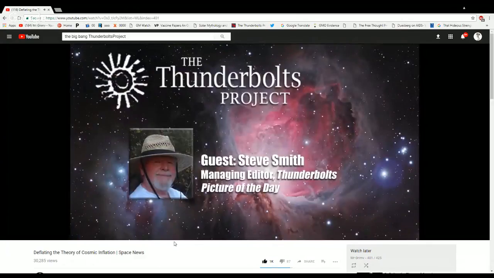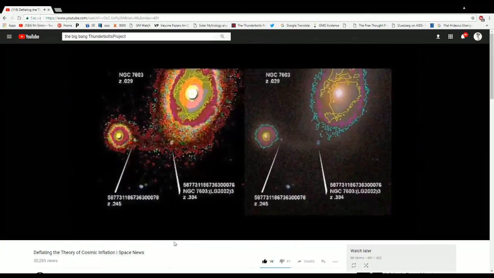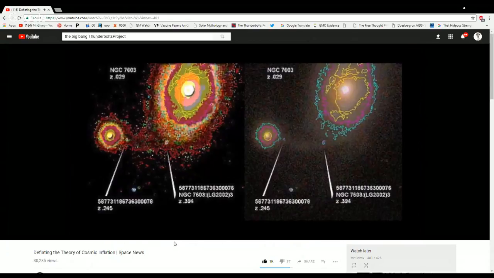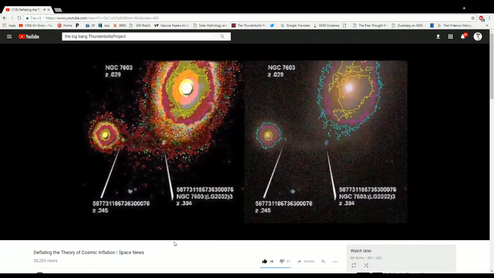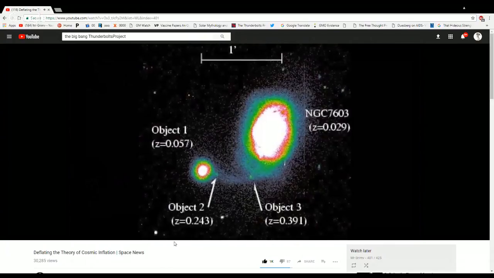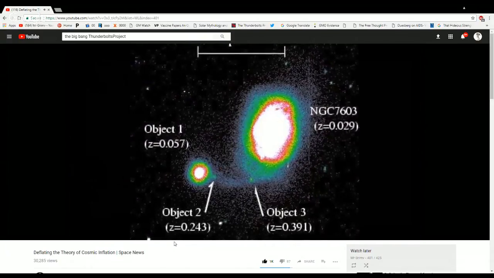There are several other examples of fast-moving quasars in front of slower-moving galaxies or connected to them with luminous filaments. NGC 7603 is a distorted spiral galaxy with a single arm, joined by that arm to a smaller companion with a much higher redshift. And also within the bright material of the arm are two other objects, each with redshifts different from the galaxy pair.